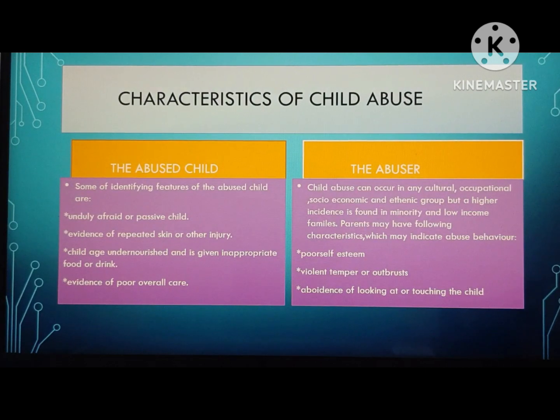The abuser. Child abuse can occur in any cultural, occupational, social, economic, and ethnic group, but a higher incidence is found in minority and low income families. Parents may have the following characteristics which may indicate abusive behavior: poor self-esteem, violent temper or outbursts, avoidance of looking at or touching the child.